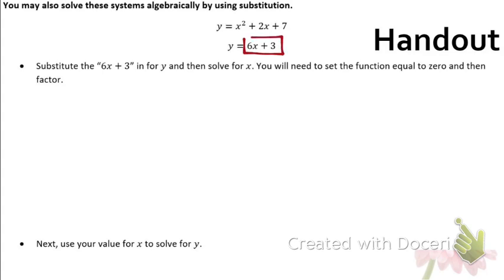I'm going to take this right here, 6x plus 3. What is 6x plus 3 equal to? Y. So it's going to take the place of the y up here. So I'm going to have 6x plus 3 equals x squared plus 2x plus 7.